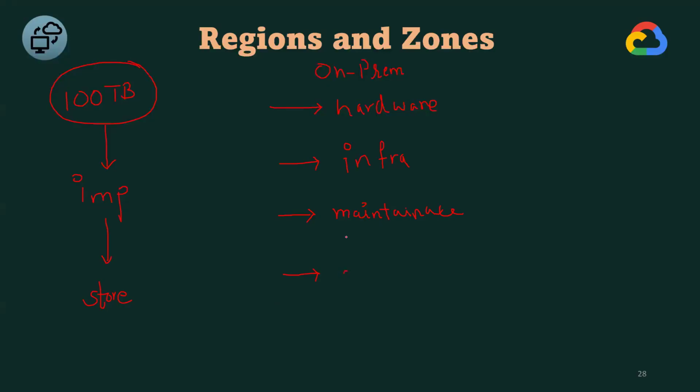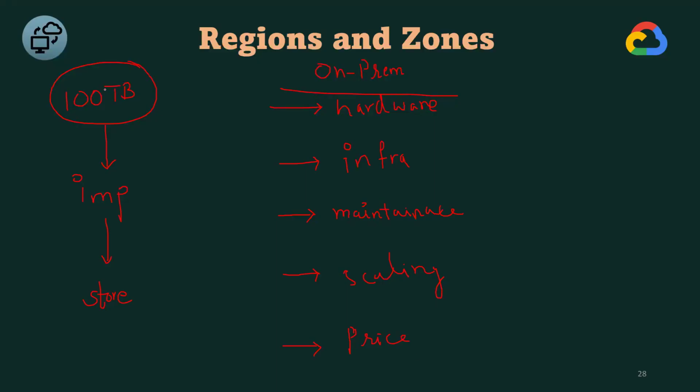In on premises, we do not worry about availability. Next thing, scaling. Scaling is not easy, correct? And price. The cost of the products is also very high. So this is how it is when you are working on premises.